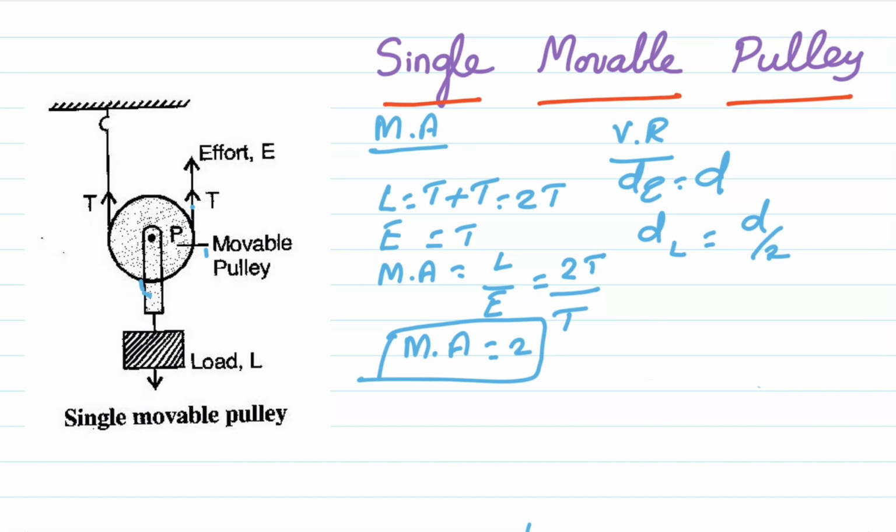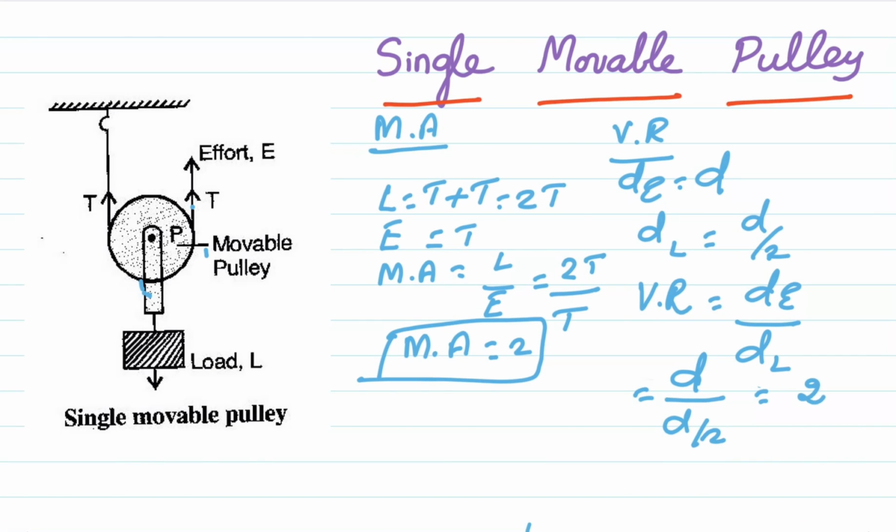Now, in the expression for velocity ratio, we know that from the definition it is the displacement of the effort by the displacement of the load. Displacement of the effort is D. Displacement of the load is D by 2, so the ratio is equal to 2. So, the velocity ratio of this pulley system, the single mobile pulley, is equal to 2.